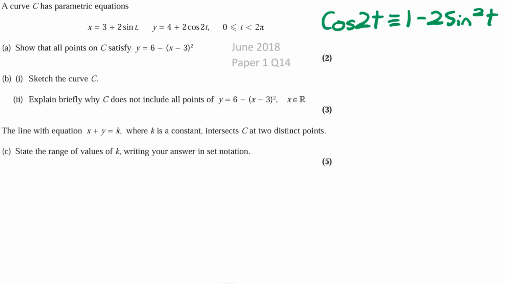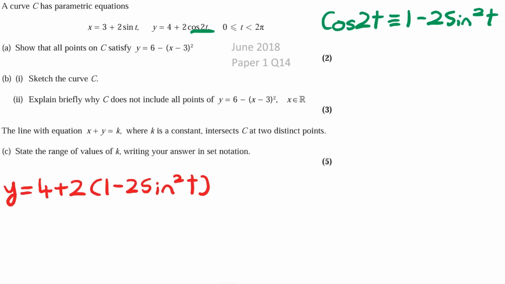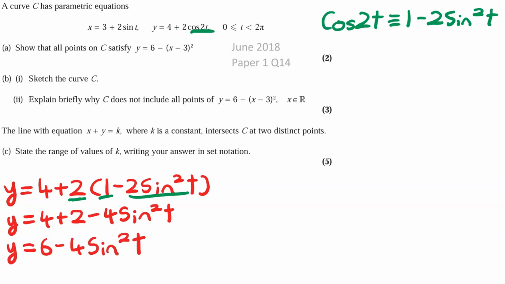t. So if we sub this into the y parametric equation for cos 2t, we get y is equal to 4 plus 2, and then instead of cos 2t here, we have the 1 minus 2 sin squared t, like this here. And then we're going to expand this bracket because we have this 2 here. So 2 times 1 is 2, and 2 times 2 sin squared t is equal to minus 4 sin squared t, like this here. And then 4 plus 2 is 6. So y is equal to 6 minus 4 sin squared t.